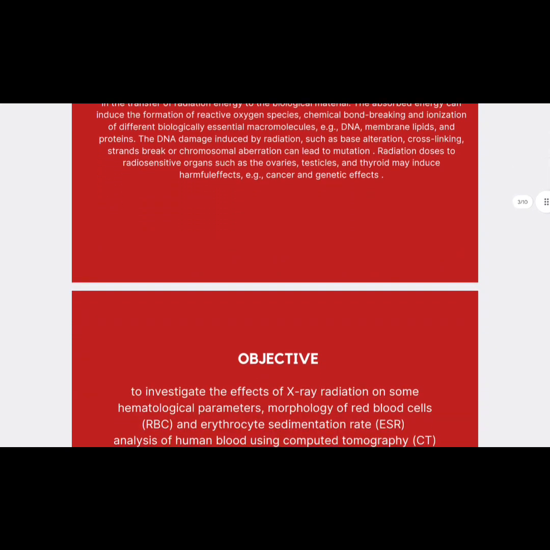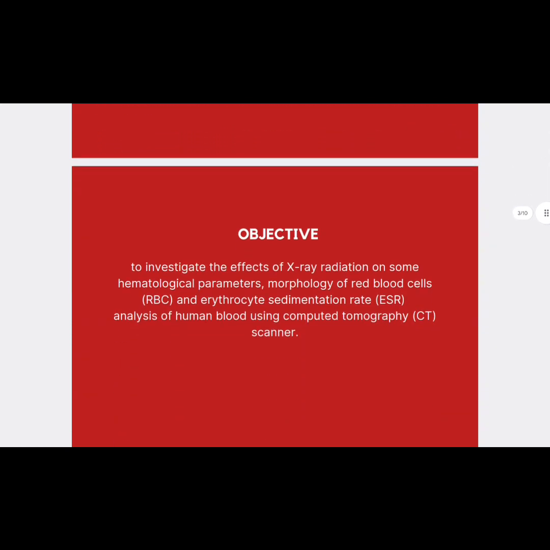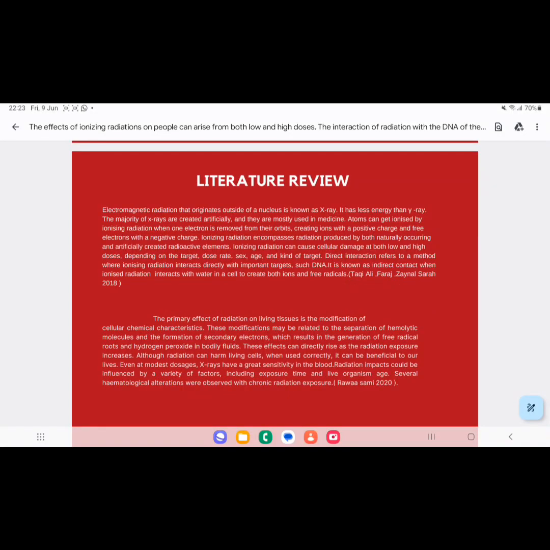The objective of this journal is to investigate the effects of X-ray radiation on some hematological parameters, that is morphology of red blood cell RBC, erythrocyte sedimentation rate ESR, analysis of human blood using computed tomography CT scanner.